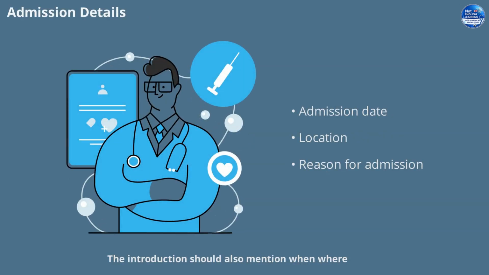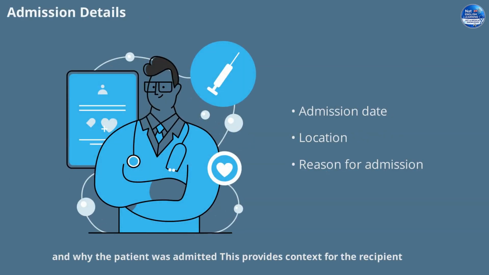The introduction should also mention when, where, and why the patient was admitted. This provides context for the recipient and helps them understand the patient's journey. For example, the patient was admitted to City Hospital on June 1st for diagnosis of hypertension. Including admission details ensures that the recipient has all the necessary information to continue care effectively.